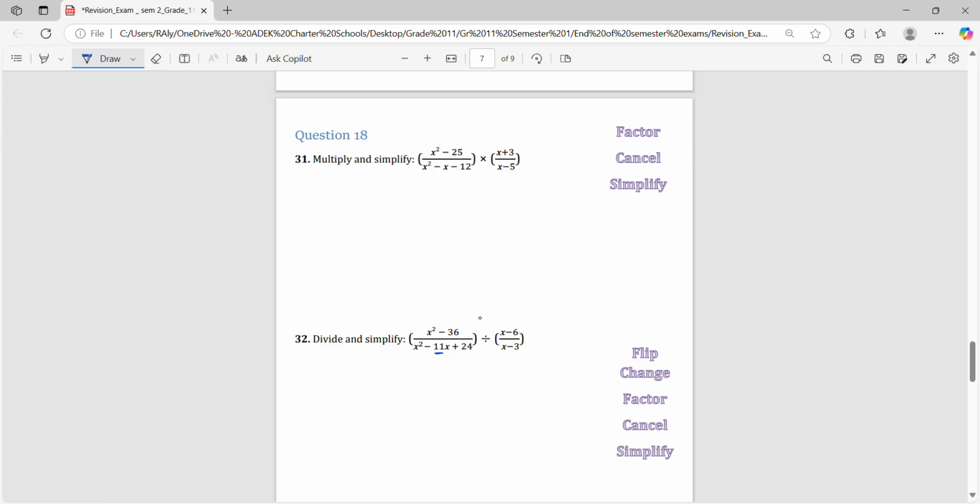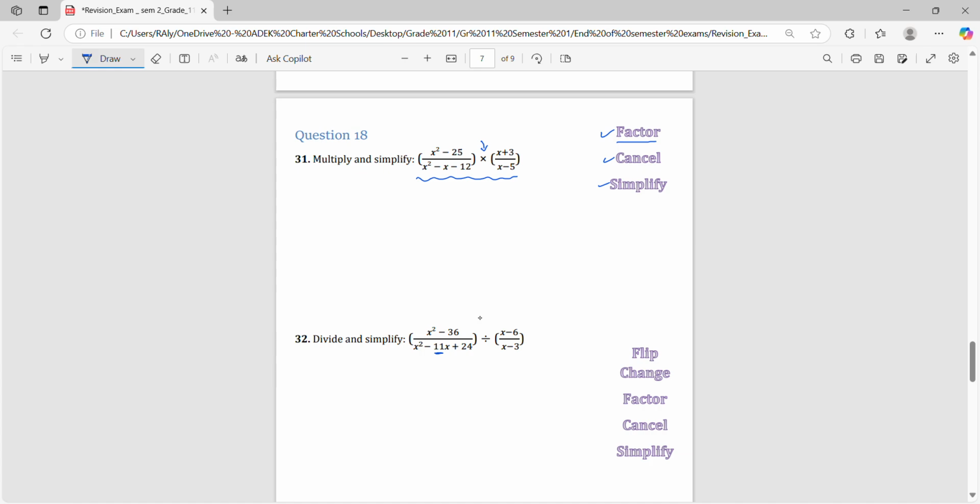Multiply and simplify this problem. As you see, we have two rational expressions and we need to multiply them and get the simplest answer. You have to follow only these 3 steps to get your final answer, which are factor, cancel, simplify. Let's do the factorization of the two rational expressions if applicable.